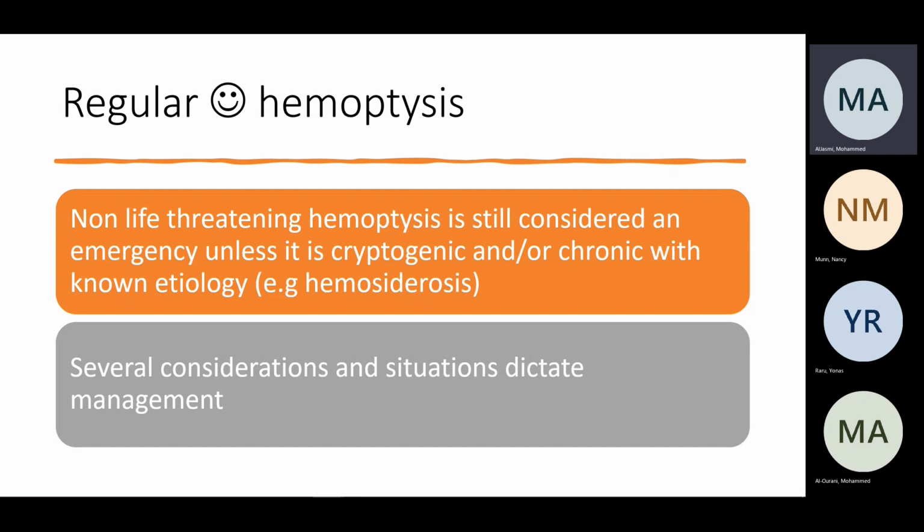So basically non-life-threatening. You still have to consider it an emergency unless it's cryptogenic, chronic, a known etiology that is recurrent. For example, if you have hemosiderosis, not everybody who has a scant amount of hemoptysis needs to be admitted to the hospital. These people who have cryptogenic hemoptysis, who've been fully investigated, have had it for years, you don't really need to admit them unless there is a sign of clots or instability.